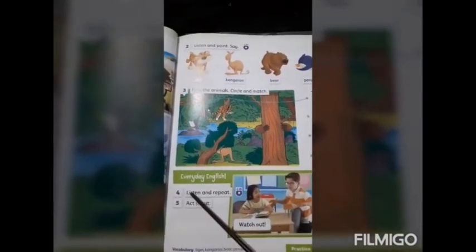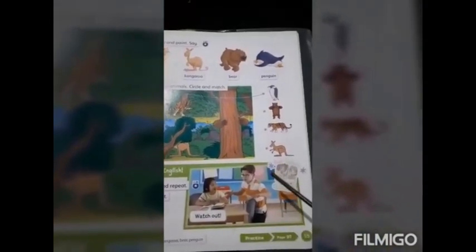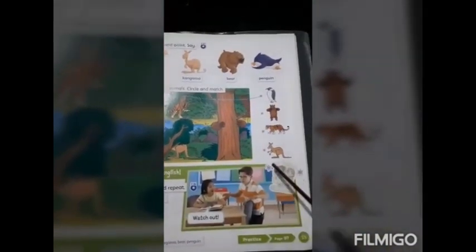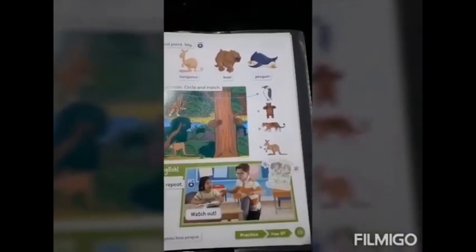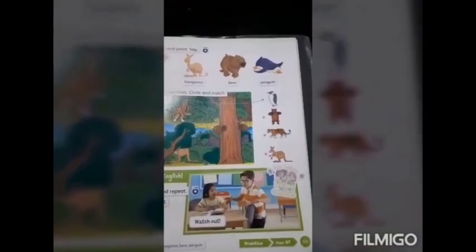Everyday English. Number 4, listen and repeat. Please repeat after me. Watch out. Watch out. Don't forget to stick stickers. Our value is: we are careful. We are careful.